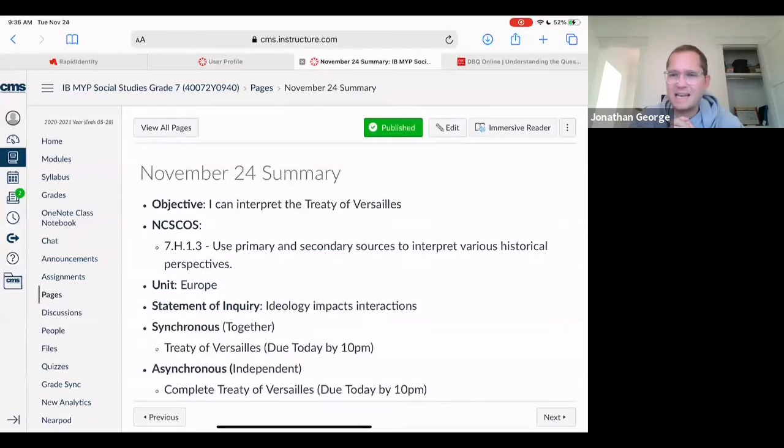Here we go, the 24th, same exact objective, everything as yesterday, except for some of the synchronous and asynchronous work. We're going to continue to interpret the Treaty of Versailles, the document that ended World War I. Again, we're using it as a primary source. We're using primary and secondary sources to interpret various historical perspectives. Europe is our unit, statement of inquiry: ideology, impacts, interaction.